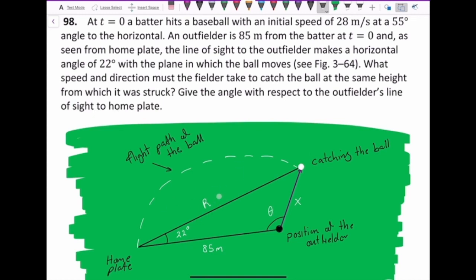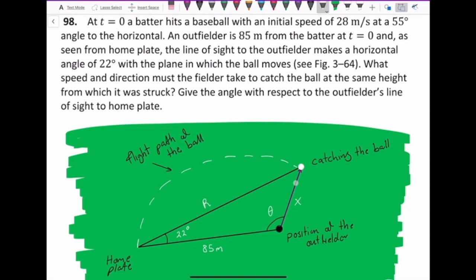Here I have a visual representation of what's going on. The triangle is within the plane of the page. If you're looking down on this leg of the triangle, you would see the flight path from a top view. This is where the ball is going to be caught. This is the home plate. Here we have the position of the outfielder.